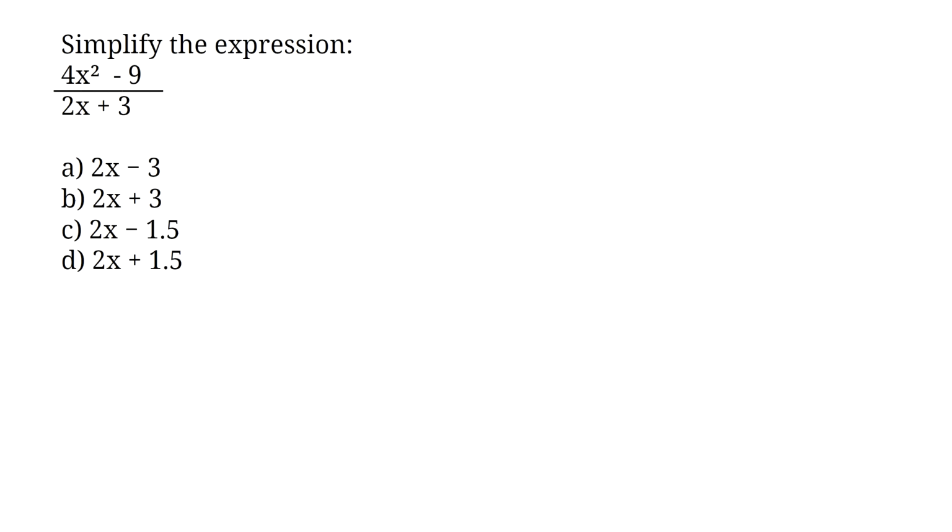Simplify the expression. 4x squared minus 9 divided by 2x plus 3. A. 2x minus 3. B. 2x plus 3. C. 2x minus 1.5. D. 2x plus 1.5. To solve this question, you have to understand the difference of two squares.